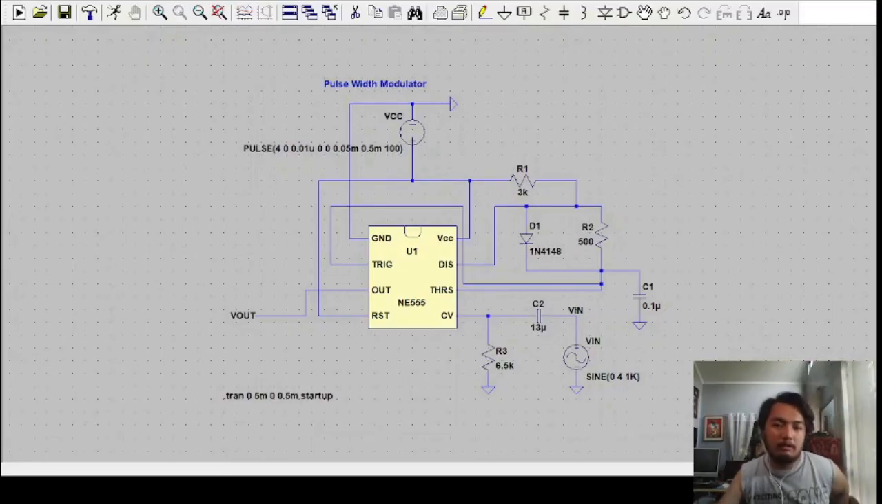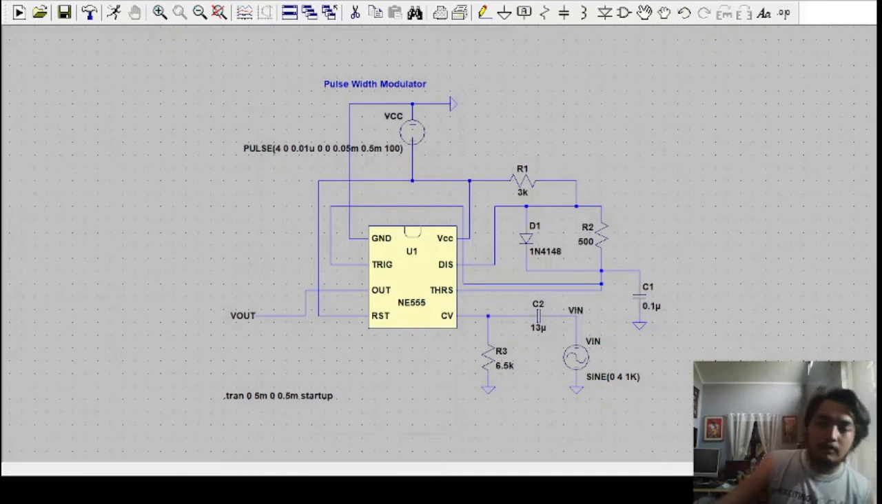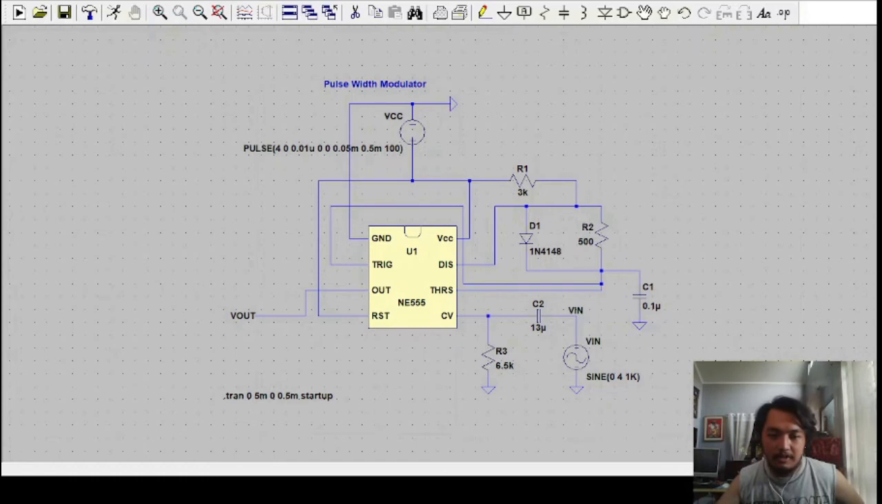Hello, my name is Alec Tolentino, and today I will be demonstrating our project for ECE 122L. For our project, we will be building a pulse width modulator demodulator. We will demodulate a PWM. So I will now proceed in building our circuit in LTspice.